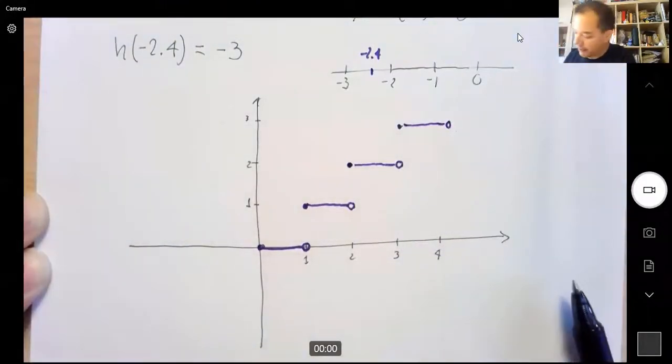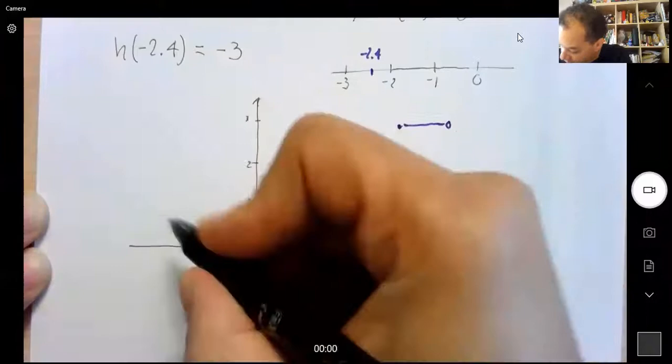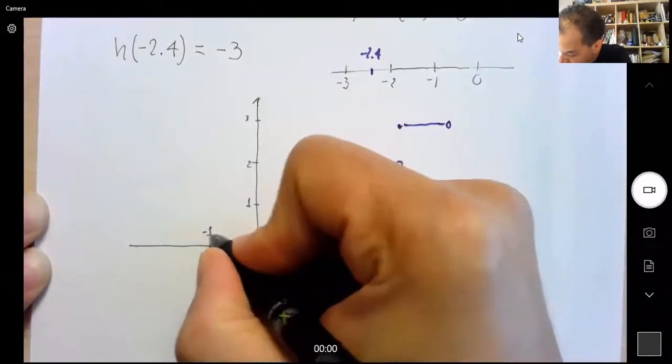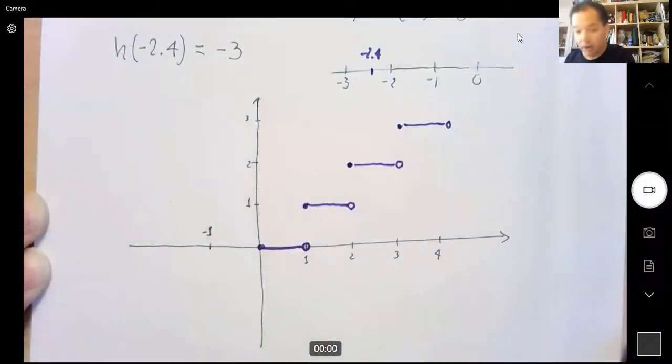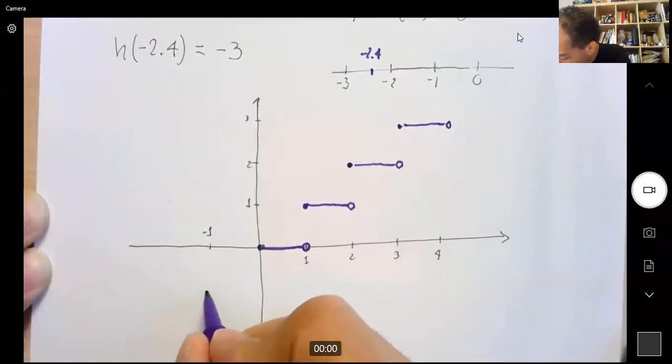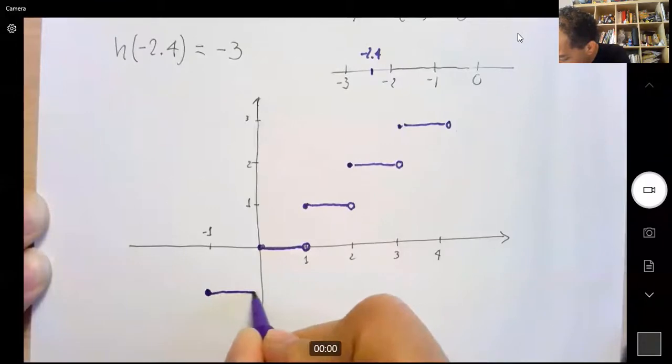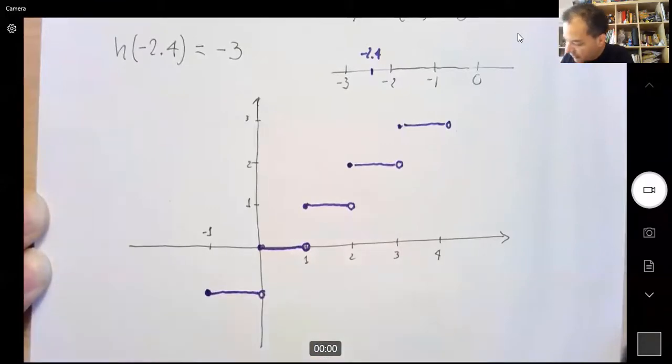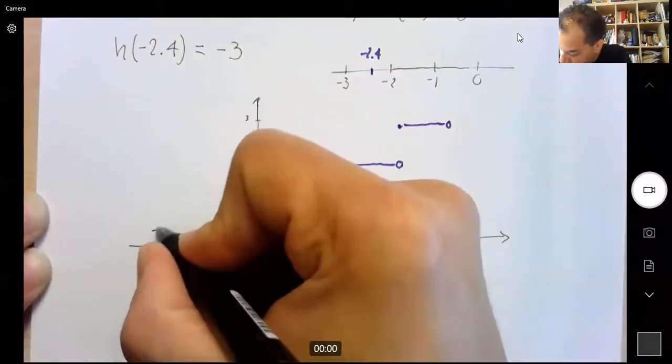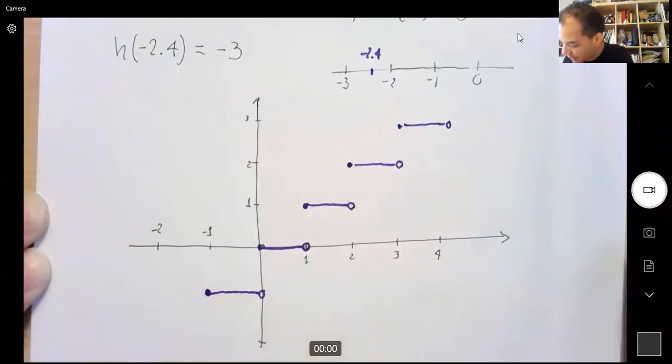Let's do some negative ones. How about between negative 1 and 0? Well, like we said, it's going to be negative 1. It's not 0. It's going to be negative 1, so including negative 1. So it's like this, and so on. So it has this nice pattern of being like a stair.